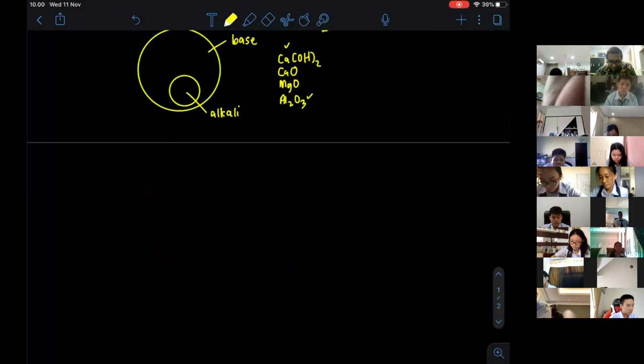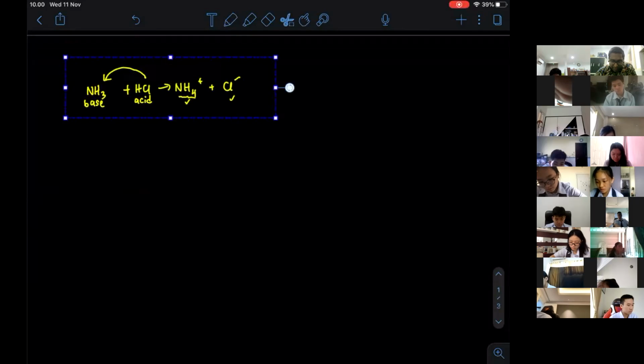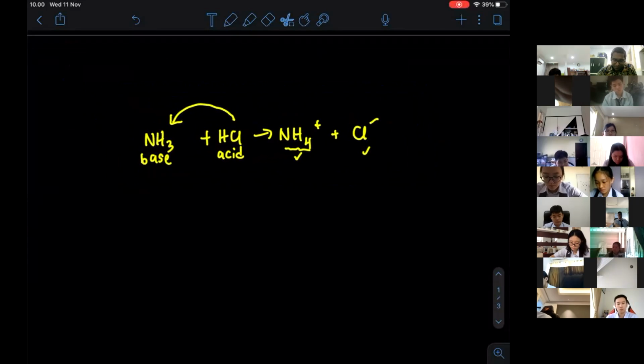Now coming back to this part, let me draw again. Do remember we are learning acid-base equilibria. We are not learning acid and base. So do remember, ammonia is a weak base. Anything that is a weak base, they are going to have weak acid. Weak acid and weak base are reversible. So it's part of your reversible reaction.